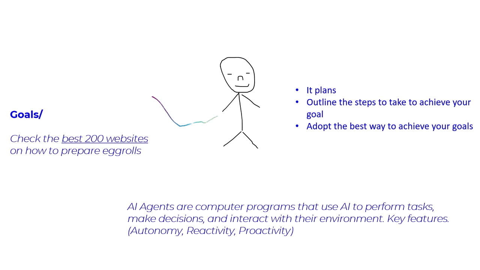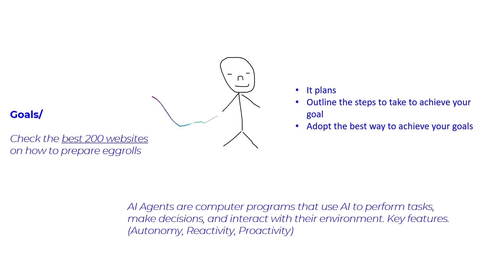Now, when we talk about agents, right? This is just to illustrate what an agent is all about. An agent, you just give it a goal, and then it plans, it outlines the steps to take to achieve your goal, and then adopts the best way to achieve your goal. So, AI agents are computer programs that use AI to perform tasks, they make decisions, and interact with the environment. The key features of an AI agent are autonomy, reactivity and proactivity. Let me explain this.